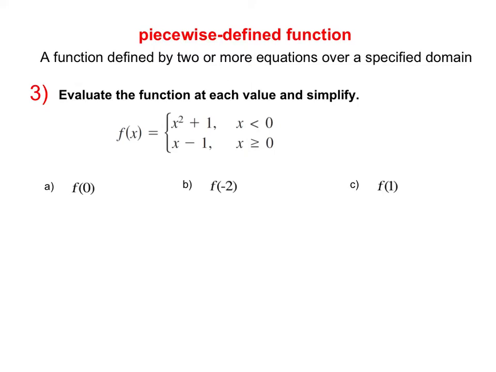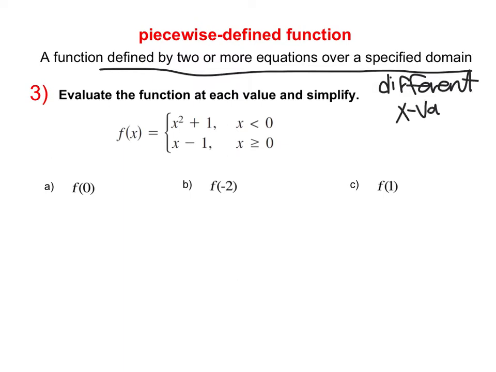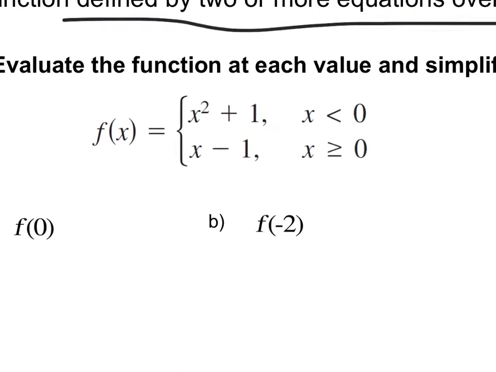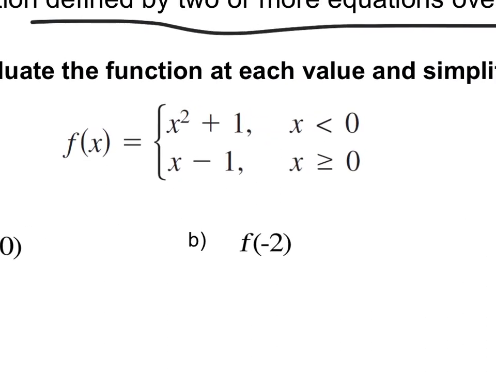Another kind of function you can have is a function defined by two or more equations over different domains, so different x values. It's when you have different pieces of a function, so they're called piecewise. You've seen these before. What's important is to look at what's the function and what's the domain.